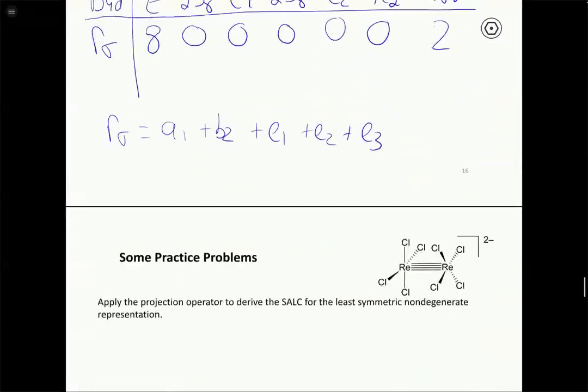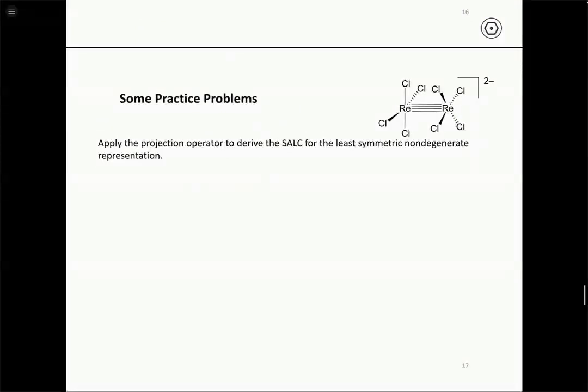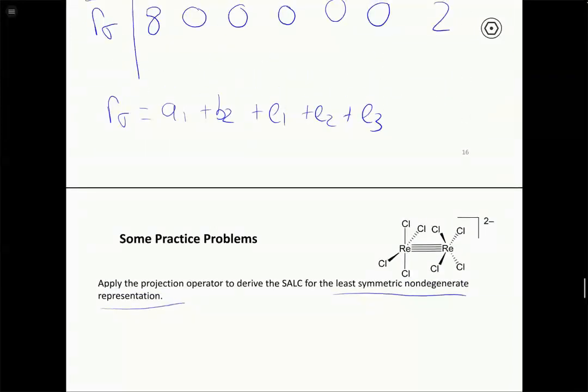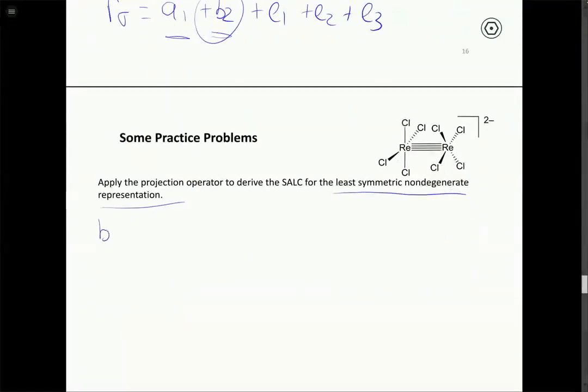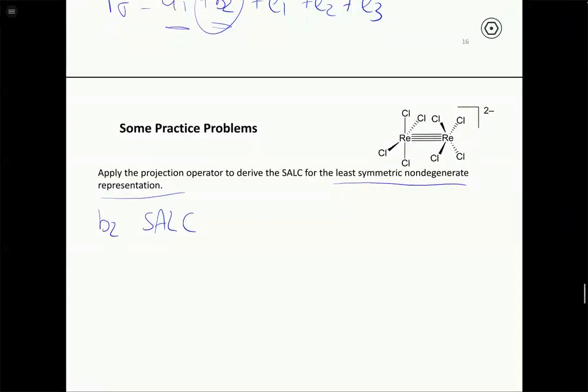Now the next problem here asks us to apply the projection operator to derive the SALC for the least symmetric non-degenerate representation. So if you look at the non-degenerate representations we have A1 and B2. So we're talking about the least symmetric when we're talking about B2. So we're going to apply the B2 projection operator and find the symmetry adapted linear combination for the B2.